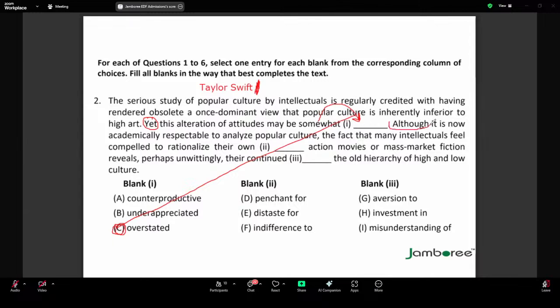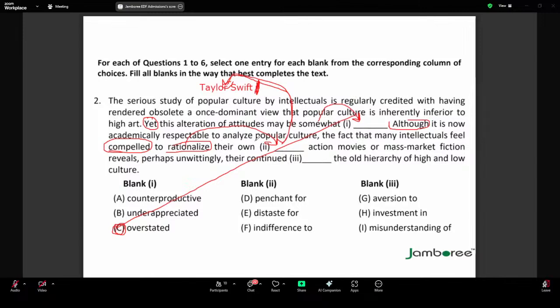Although, again in contrast, it is now acceptable and respectable. So it's okay that you listen to pop music, pop culture is fine. The fact that many intellectuals feel compelled to rationalize or justify their own taste. If I listen to Taylor Swift and you all listen to very amazing music like Pink Floyd and the Beatles, nobody's going to ask you why you like Pink Floyd. It's great. Metallica or AC/DC, same. But with Taylor Swift, you'll have to explain. And God forbid if you listen to Justin Bieber or somebody.